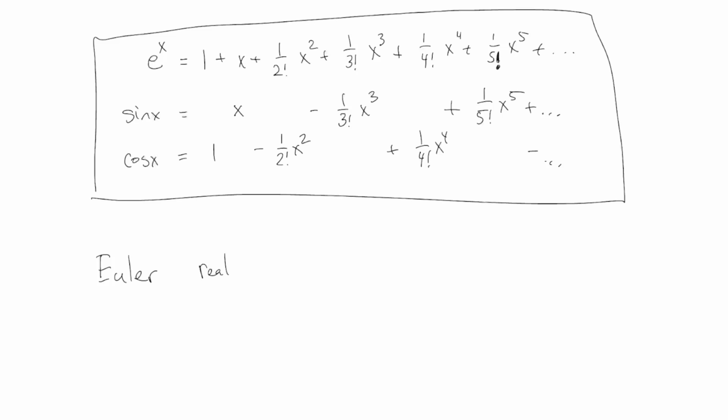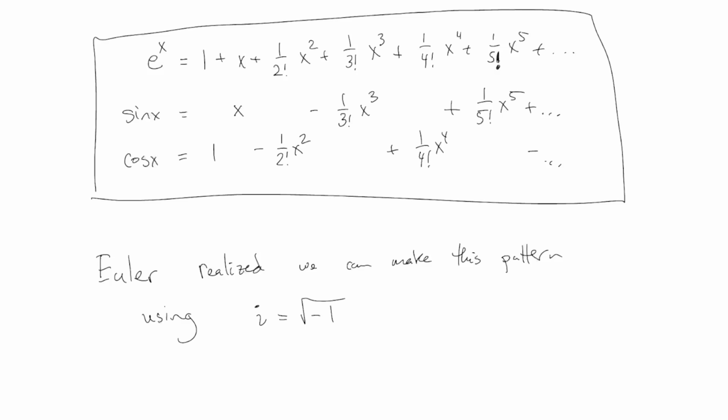Euler realized this pattern of the signs. If you were to add these together, the signs are not quite alternating. It's positive, positive, then negative, negative, then positive, positive, then negative, negative. Euler realized we can make this pattern of the signs using the imaginary number i. This is the definition of i: the square root of negative 1. It's called an imaginary number because it's not a real number.